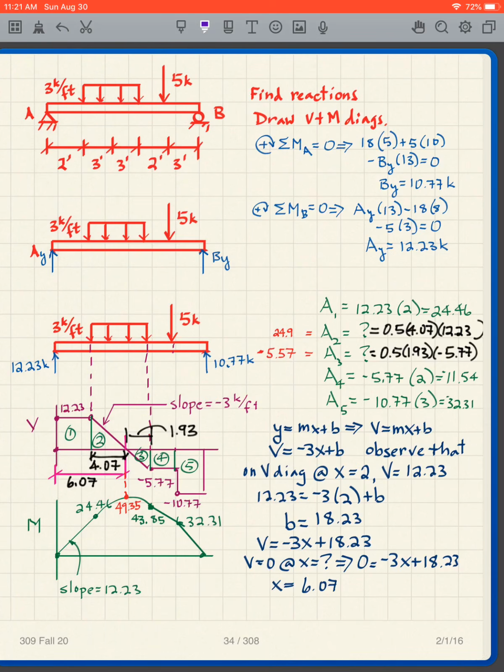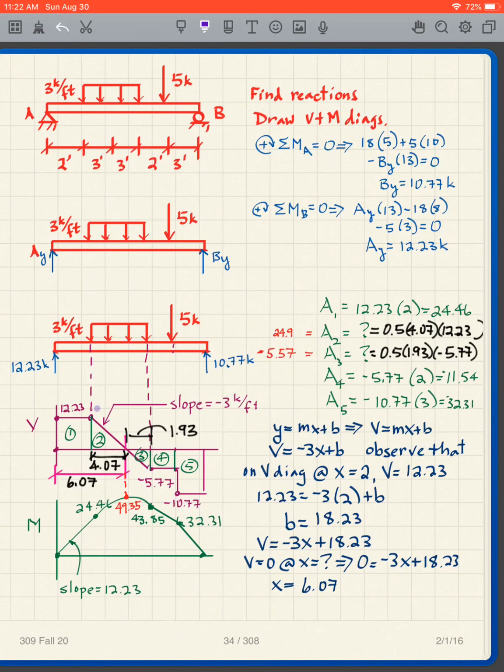Assuming you paused it, what do we do? We go up 12.23. This total load is 3 times 6. It's 18, so I go down 18 at the right end of this. And so that takes me to negative 5.77. How do I get there? It's a straight line. I know that because the load is uniform, and it has a slope of negative 3 because I have 3 kips per foot. And then you can finish out the rest of it.